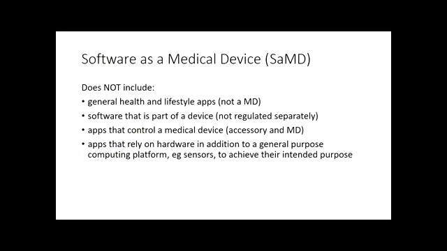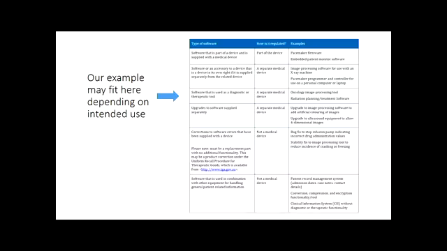Okay. Things that are not medical devices, so software tools not considered to be a medical device, are general health and lifestyle apps, software that is a part of a current device, so not regulated separately, apps that control a medical device, so it's an accessory, and apps that rely on hardware in addition to a general purpose computing platform, so sensors, to achieve their intended purpose. All right, so this is the actual guideline, and it talks about which type of software and how it would be regulated, and then it has examples. So I think that, yes?